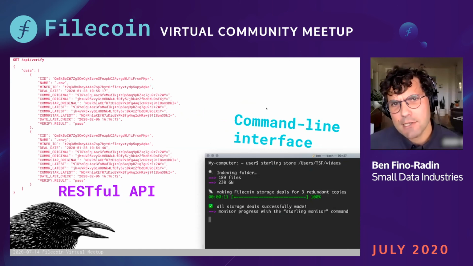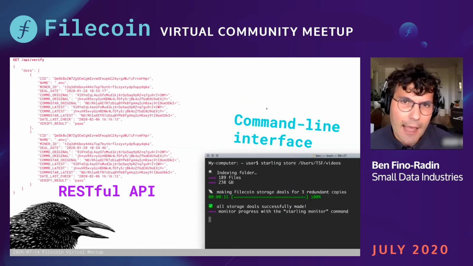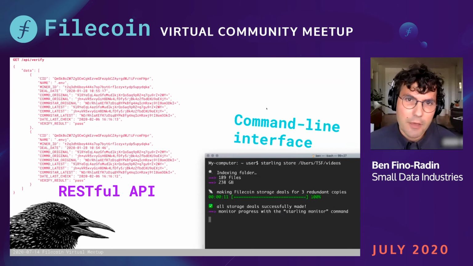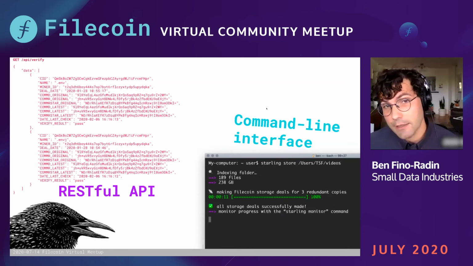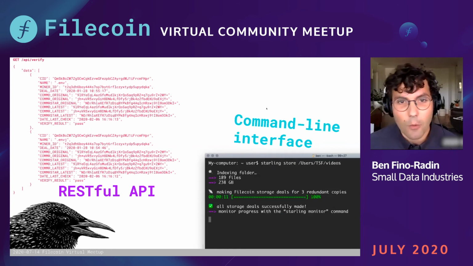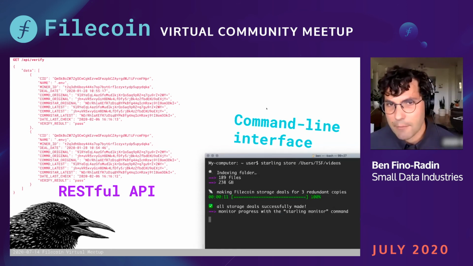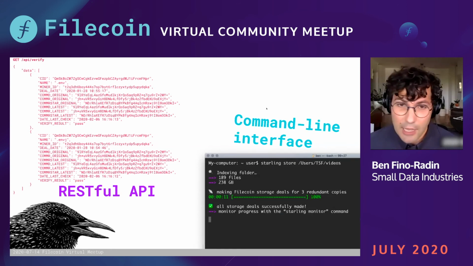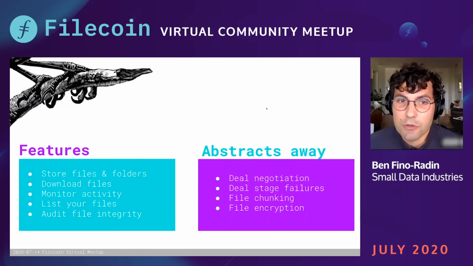So Starling consists of two components. There's a RESTful API and an interactive command line interface. So whether you want to build an Electron app on top of the API, or if you just want to manually store some stuff or maybe do some cron jobs or something like that, the command line would be for you. So what does it do?